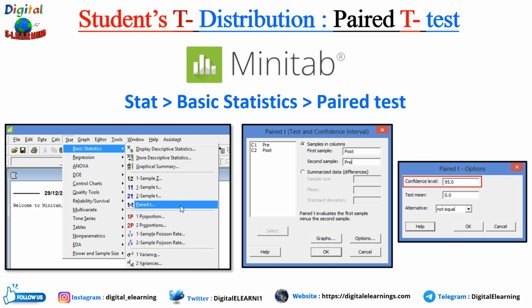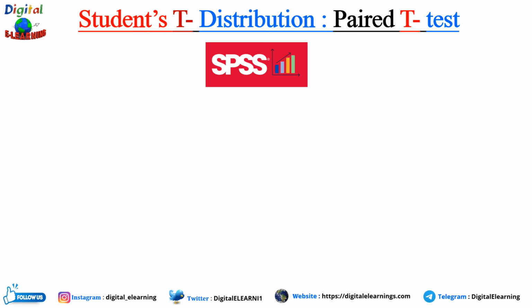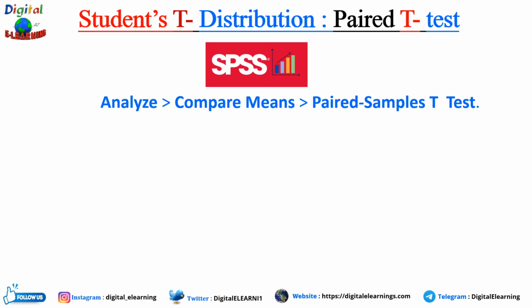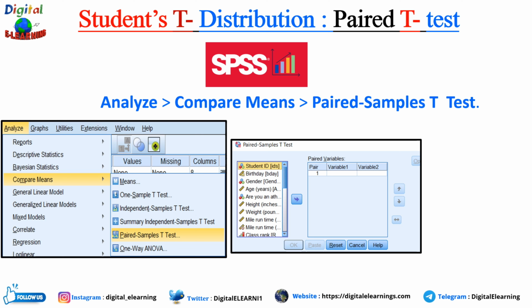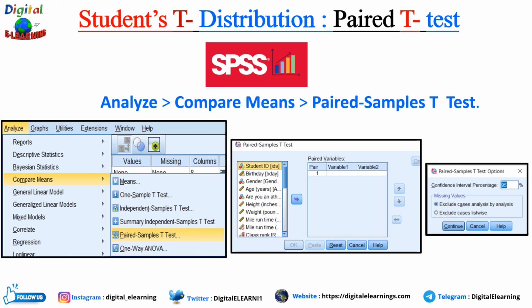How do we do it in SPSS? Now let's look at that. This is the pathway: go to Analyze, Compare Means, Paired-Samples T Test. Once you click on this, a new window will open. Add variable 1 and variable 2 for before and after, select the confidence interval, and click Continue. So this is how you do it in both SPSS and Minitab.